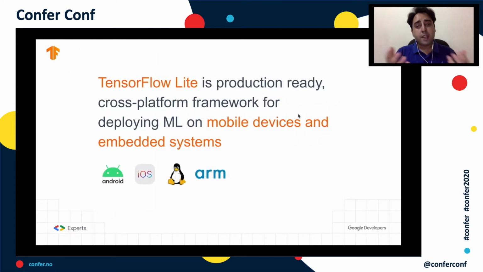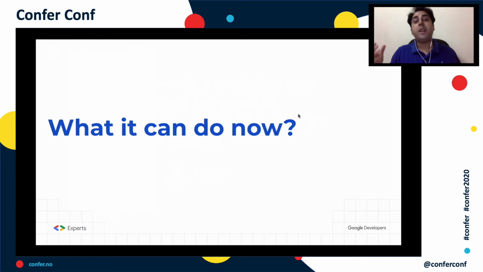TensorFlow Lite is a production-ready, cross-platform framework for deploying machine learning on mobile and embedded devices, which means your device can be an iOS device, an Android device, or a system running ARM architecture. A TensorFlow Lite model can be deployed there, and it will enable you to run on-device machine learning and deep learning models without having to connect to the internet and so forth. Let's talk about what it can do right now with TensorFlow Lite.